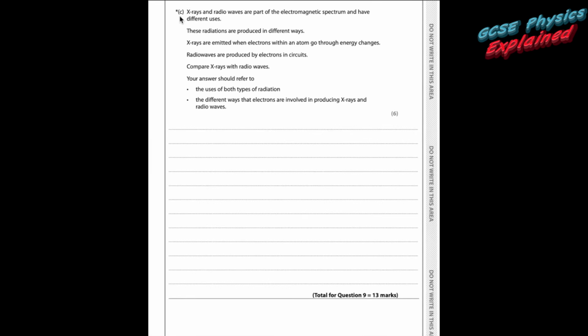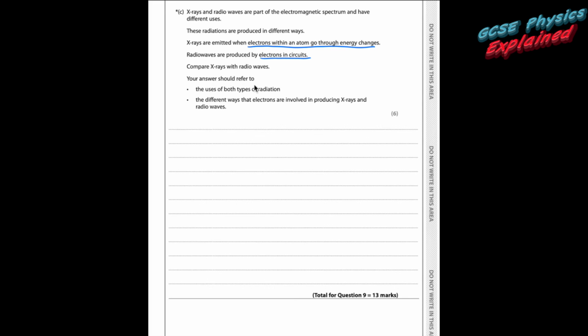Question C, a 6 marker. X-rays and radio waves are part of the electromagnetic spectrum and have different uses. These radiations are produced in different ways. X-rays are emitted when electrons within an atom go through energy changes. Radio waves are produced by electrons in circuits. Compare X-rays with radio waves.